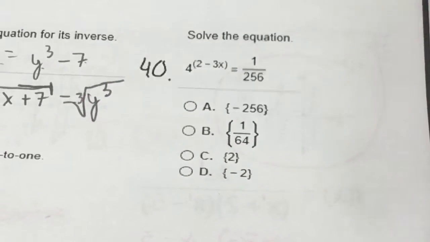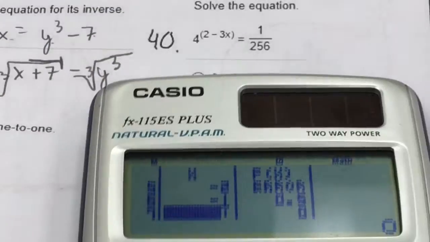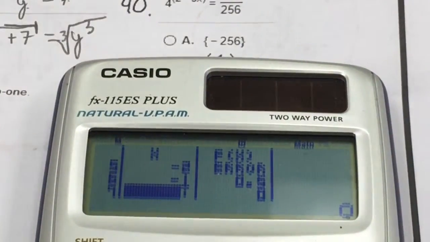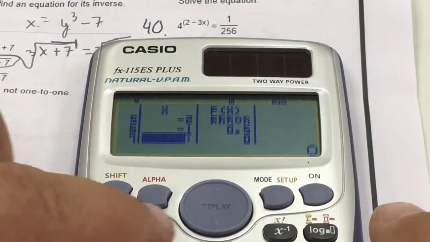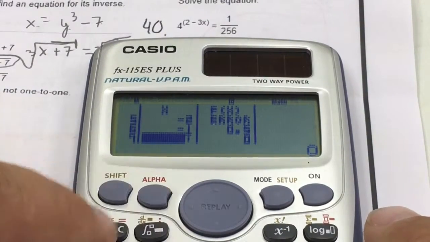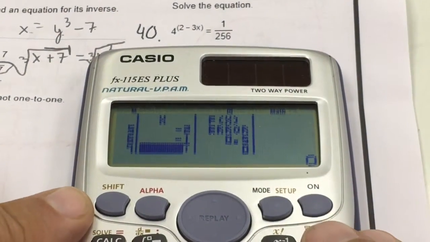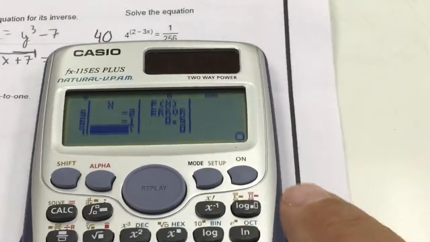Solve the equation. I'm going to rely on the calculator for this one, and this is pretty wonderful. To solve the equation with this one, there's a little trick on this Casio. I'm going to use these 4 buttons up here: the shift, the solve, the alpha, and the equals. And I'm going to type this in just like it looks.